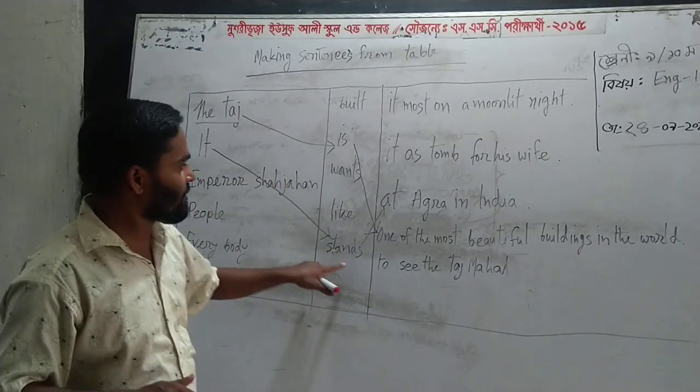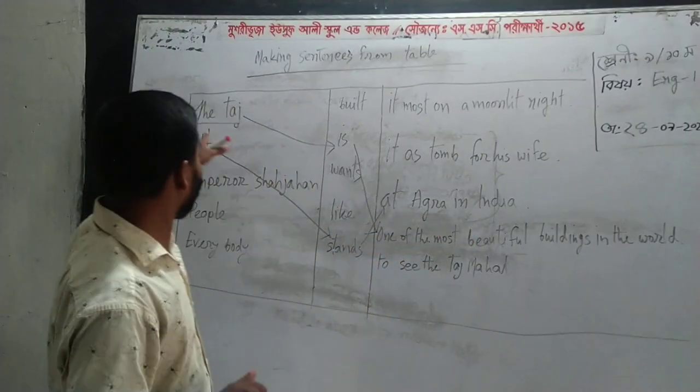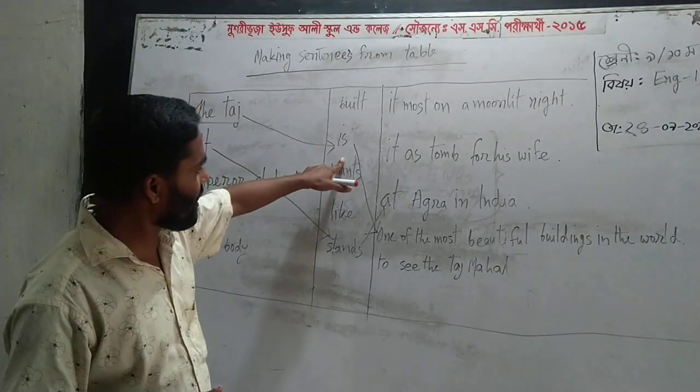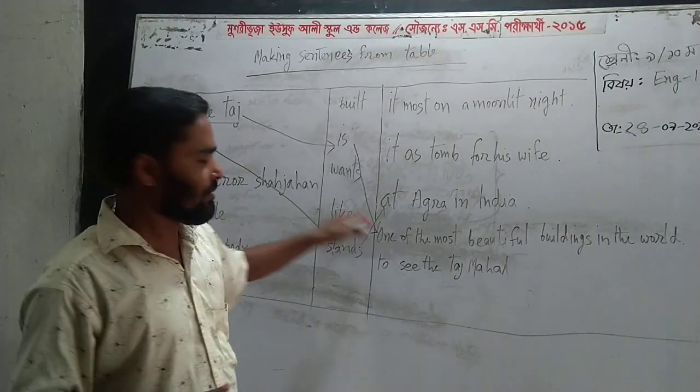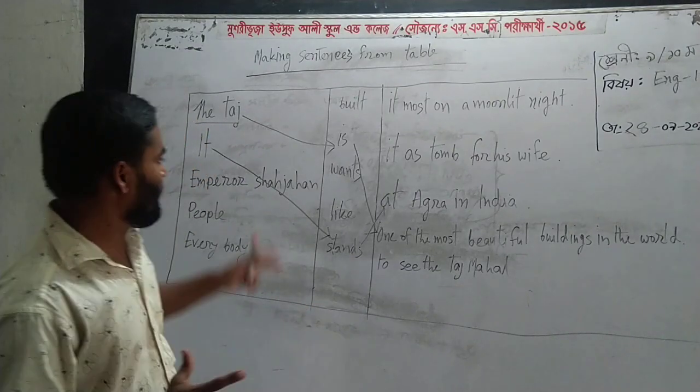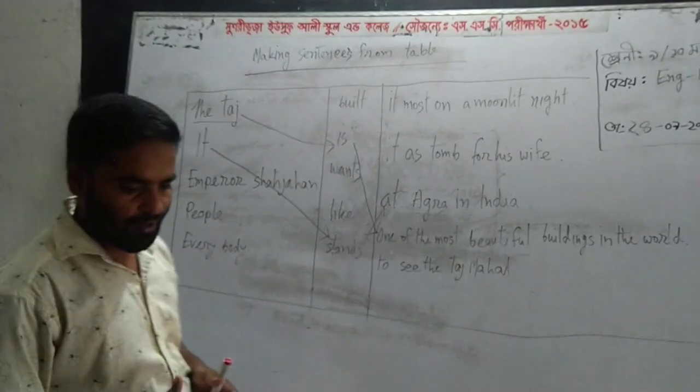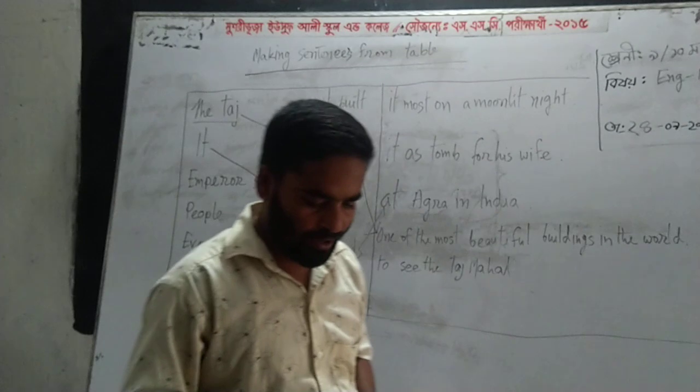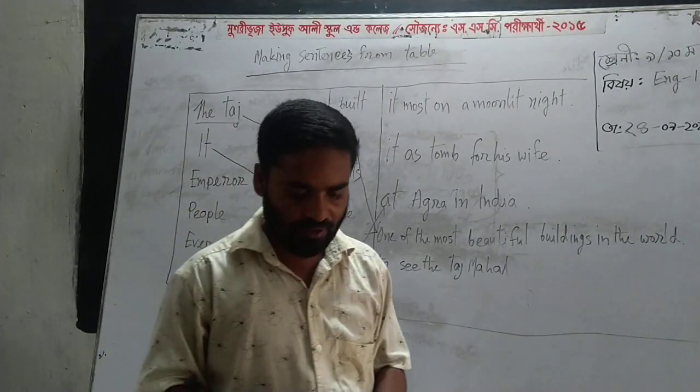This is the subject, this is the verb, and this is the object. So in the first sentence, this is the subject, this is the verb, this is the object. These 3 parts make a sentence. So it is the key to completing the meaningful 5 sentences from this table.